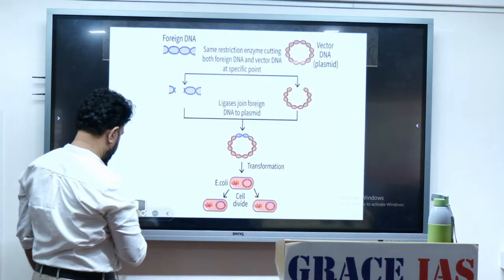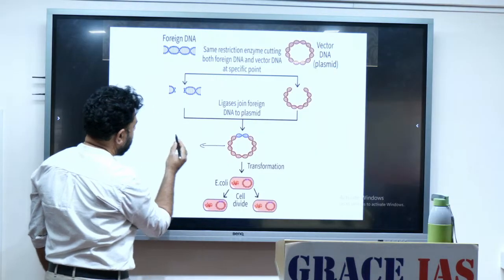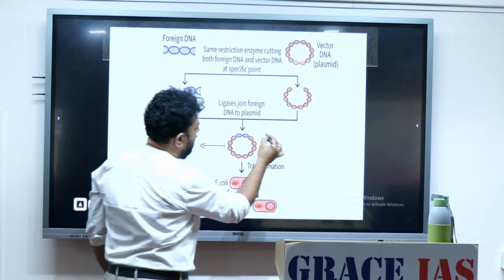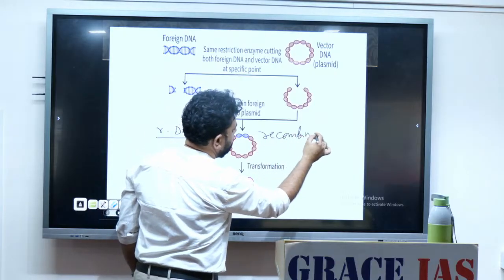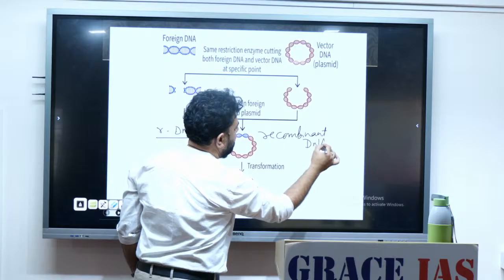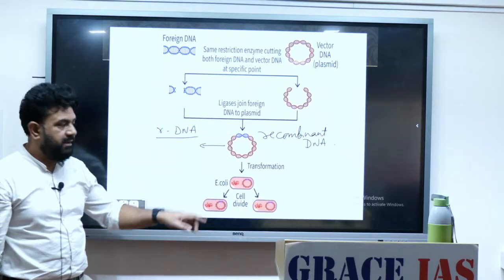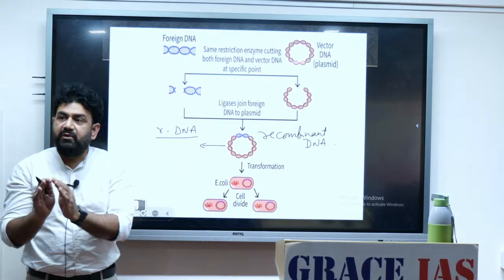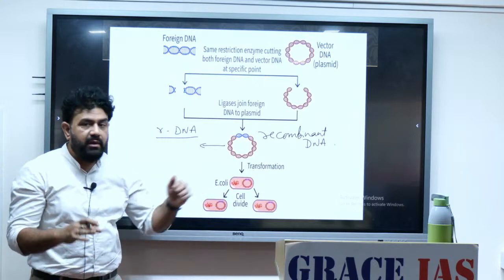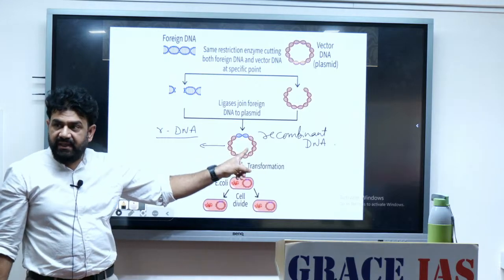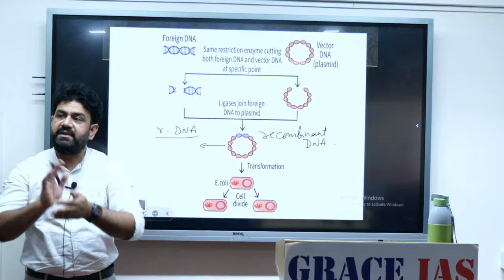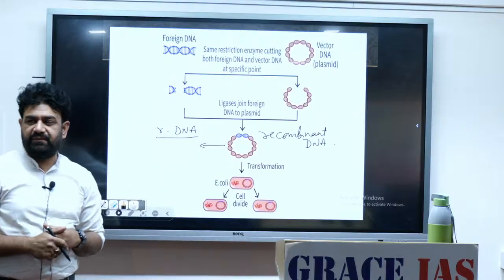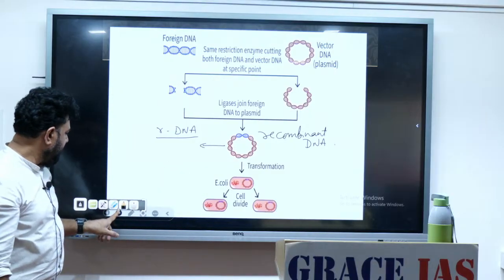This is called the rDNA, also called what? Recombinant DNA. Yes, sir. Now, this rDNA is transferred into a bacterium, and the bacterium would multiply faster, so that you will get more copies of this recombinant DNA, and you can separate it and introduce it to any organism for your benefit. So this is a simple working principle of genetic engineering or rDNA technology.